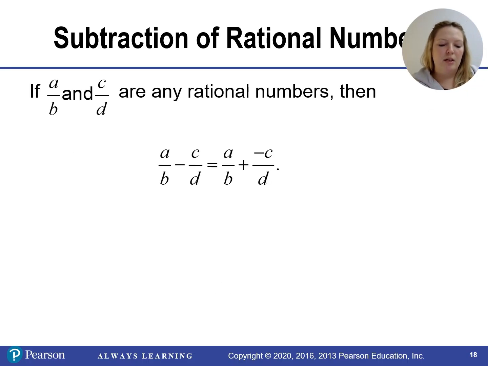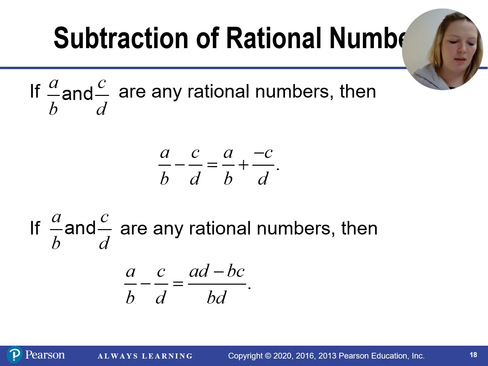We can also think about the same property we had with subtraction of integers, in that subtraction is just adding the negative of the other value. So a over b minus c over d is equal to a over b plus negative c over d. And subtraction of rational numbers, we can formulate similarly to how we did addition with different denominators, and say that a over b minus c over d is just ad minus bc over bd.